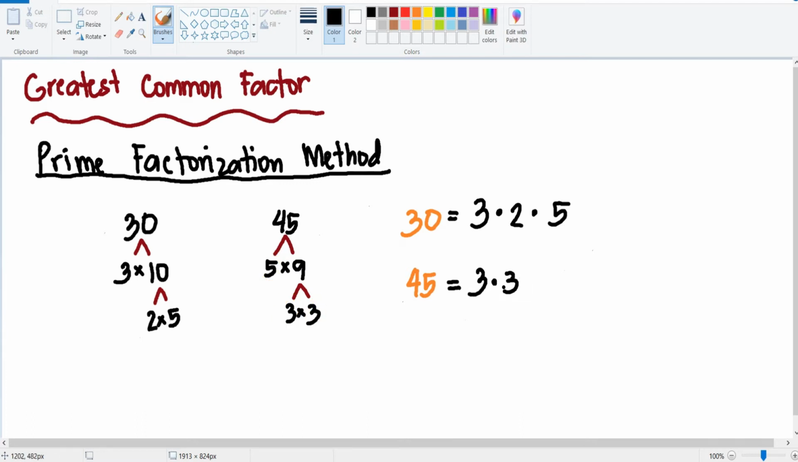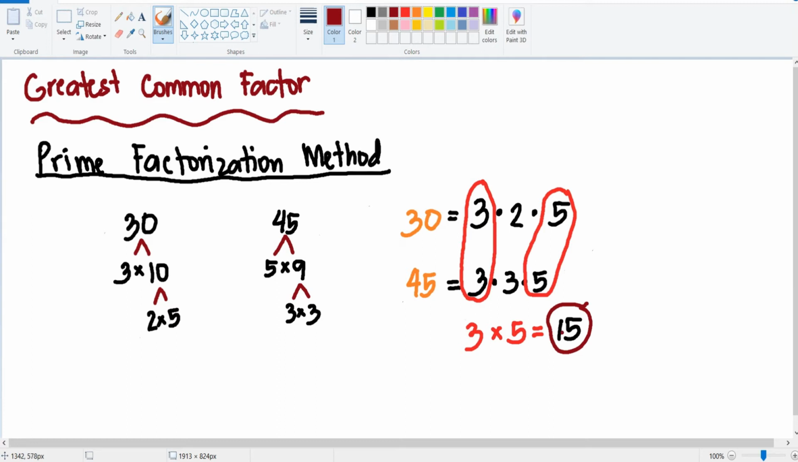Now what are we going to do next? We have to partner them. So partner the 3, the both 3, and also the 5. Next, if we are already done partnering, list down only one number from each partner. So we have 3 and 5. So it's 3 times 5 and our GCF will be 15. And that is how you're going to find the greatest common factor of the two numbers.